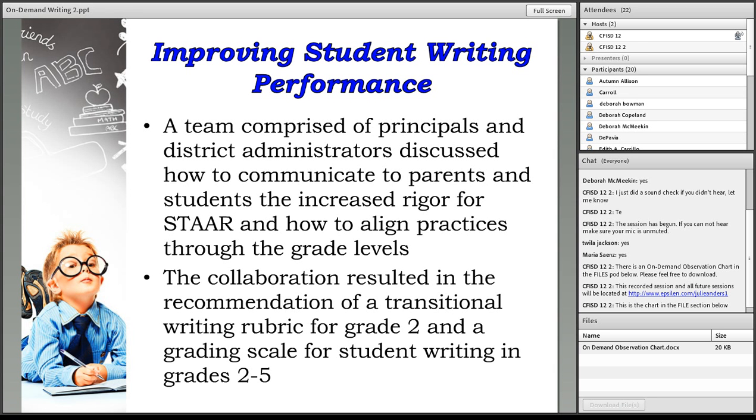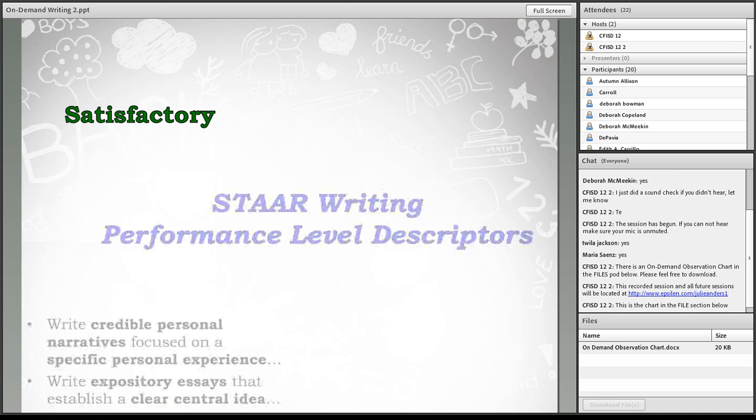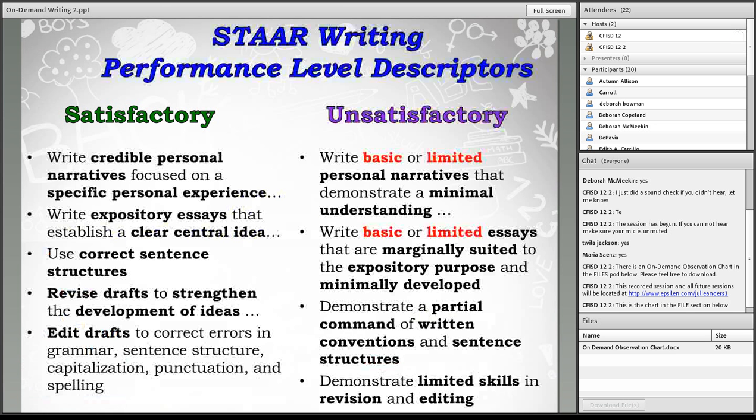And so one of the other things, when we take a look at the rubrics in a few minutes, you'll see a grading scale that was recommended by the principal group. So as I mentioned previously, we know on STAR, when we see under the unsatisfactory column, basic is a 2 or limited is a 1. They are not satisfactory. And that's where the whole conversation with the principals went, is how do we communicate that we can't feel comfortable with a 2?